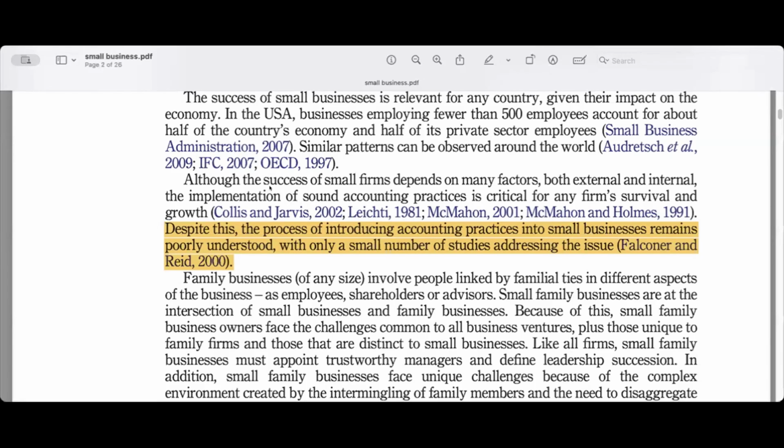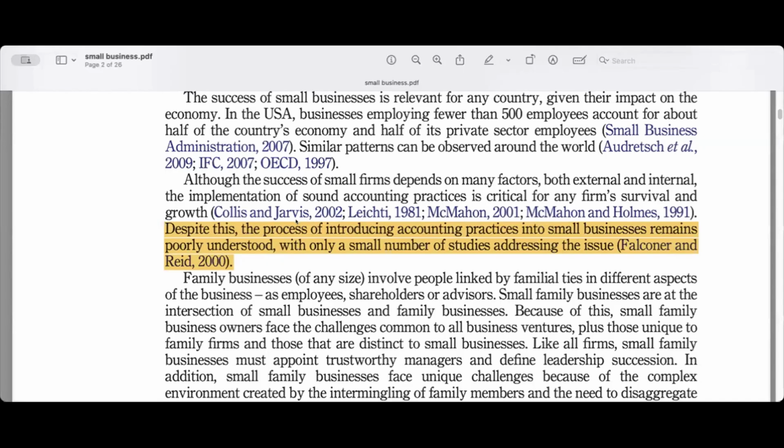He has done that. Then he goes on to say that although the success of small firms depends on many factors, both external and internal, the implementation of sound accounting practices... This paragraph was about small business. This other paragraph is introducing another argument. And because of that, he starts with 'although', which shows that he's breaking away from the previous argument to another one. He says that the implementation of sound accounting practices, a new theme he's introducing in this paragraph, is critical to any firm's survival and growth. And then he brings the evidence. About four papers here: Macron and Holmes, Mahon 2001, Lichy 2081, and then Collins and Jarvis 2002.